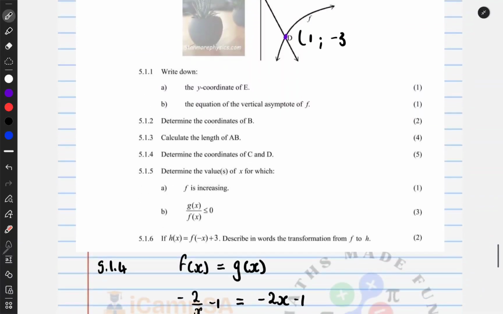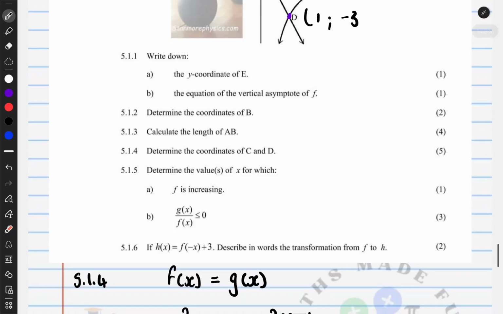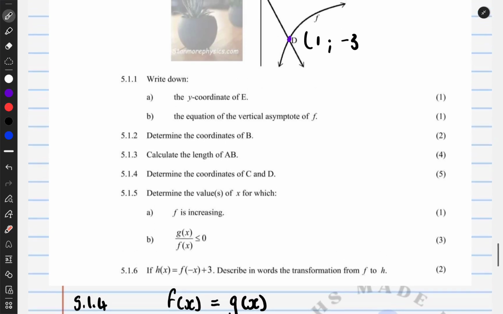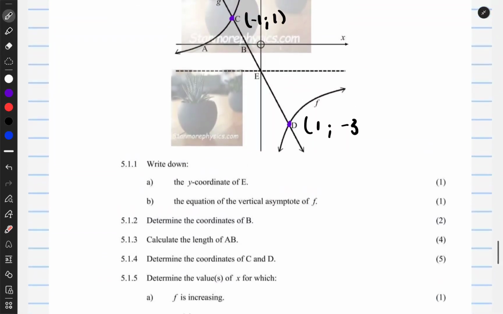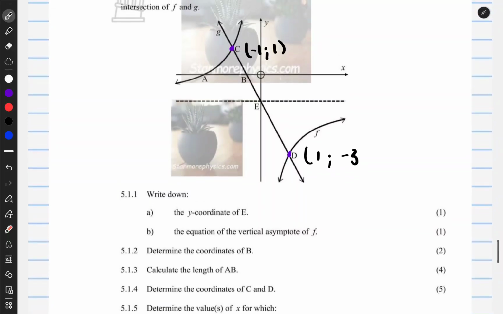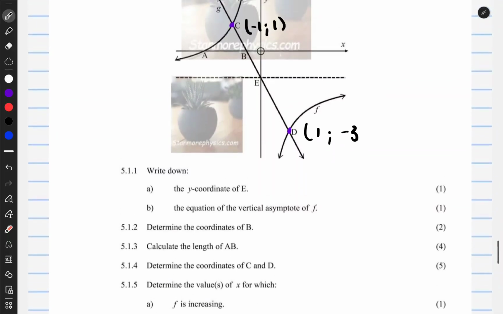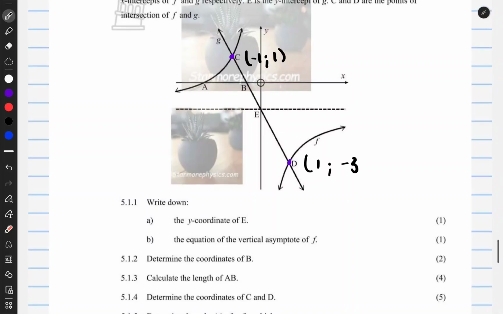And then next, we are asked to determine the values of x for which the function f is increasing. Okay, so basically where it has a positive slope, the values of x for which the function f at x is increasing.